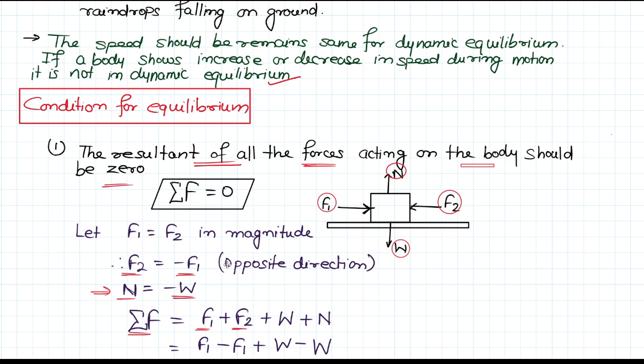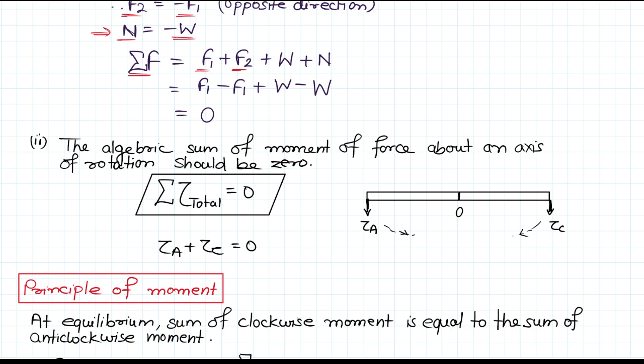So summation of F equals F1 plus F2 plus W plus N, meaning the total force should be added. F1 and F2 are opposite in direction, so in place of F2 we can write minus F1, and in place of N we can write minus W. So F1 minus F1 plus W minus W, which is 0 plus 0, it will be 0 only.